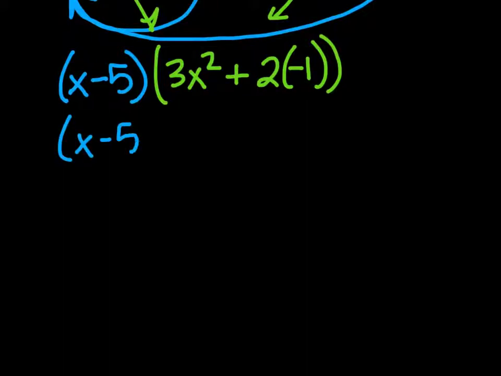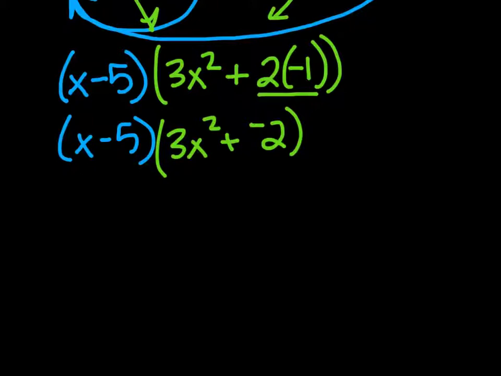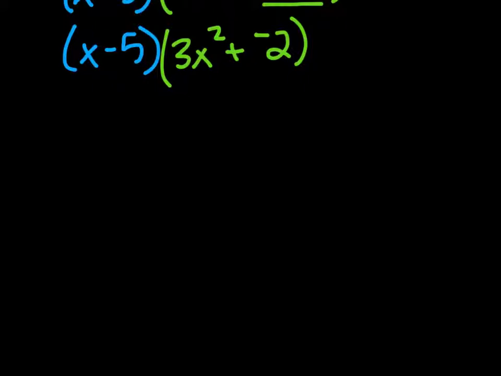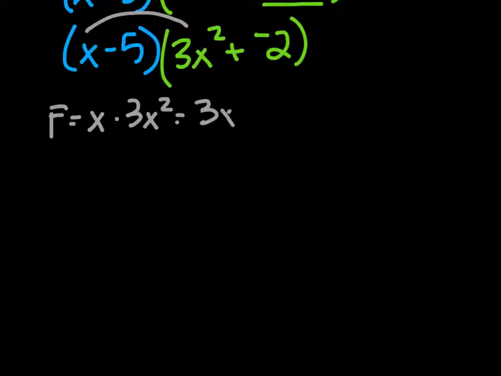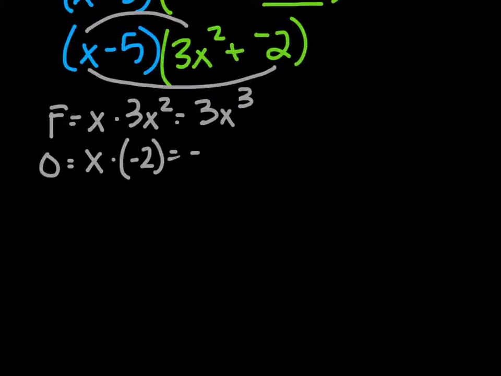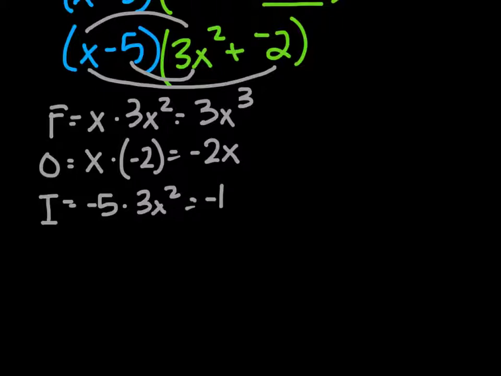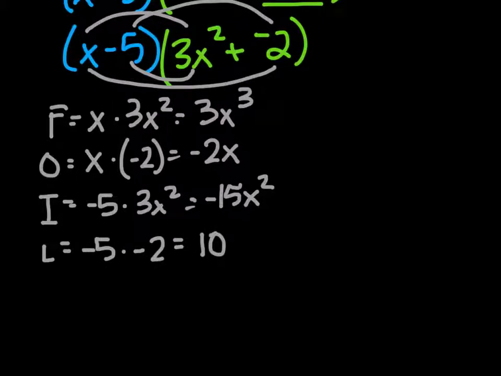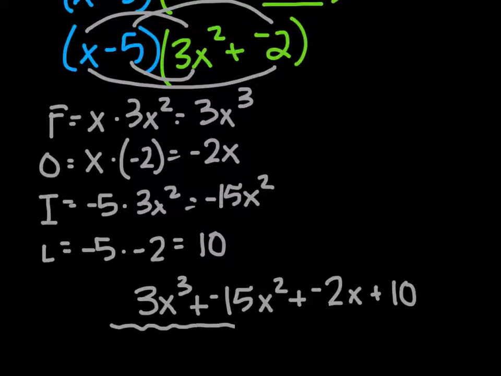So we have x minus 5 times 3x squared plus a negative 2. And now let's do the FOIL method and see if this ends up being the same answer as before. First terms are x times 3x squared, which equals 3x cubed. Outside terms are x times a negative 2, so we get negative 2x. Inside terms, we have negative 5 times 3x squared, which equals negative 15x squared. And last terms, negative 5 times a negative 2, which equals a positive 10. So if I write this all out, I have 3x cubed plus a negative 15x squared plus a negative 2x plus 10, and that looks exactly like my original equation.